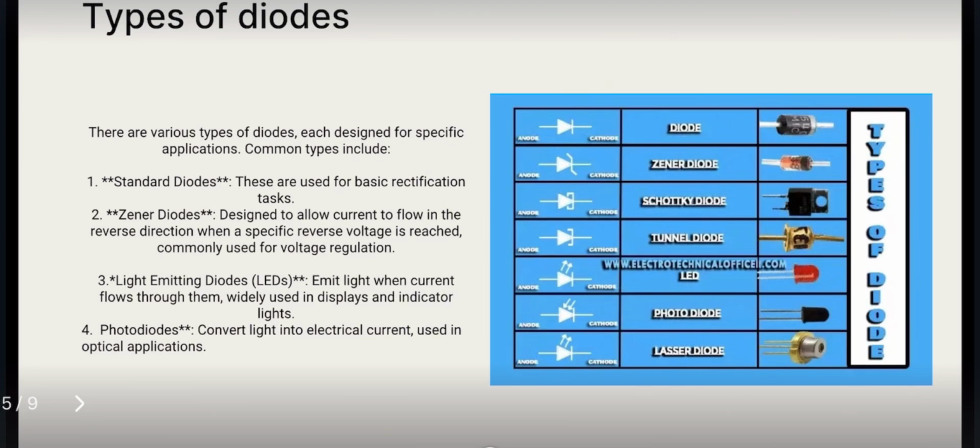Third, light emitting diodes, LED, emit light when current flows through them, widely used in displays and indicator lights. Fourth, photodiodes convert light into electrical current, used in optical applications.